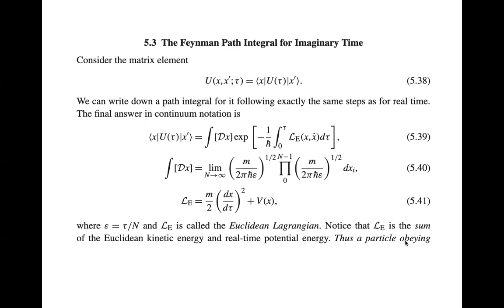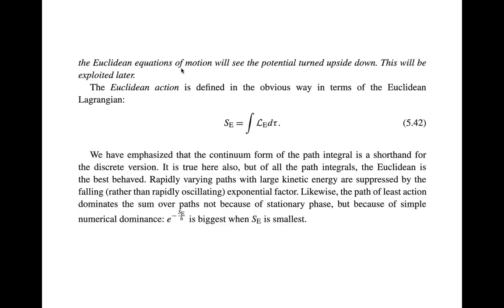Thus a particle obeying the Euclidean equation of motion will see the potential turned upside down. This will be explored later, so let's not worry about it. The Euclidean action, though, is defined likewise as the integral of the Euclidean Lagrangian over the imaginary time tau. We have emphasized that the continuum form of the path integral is a shorthand for the discrete version.